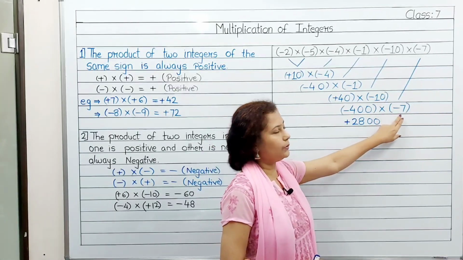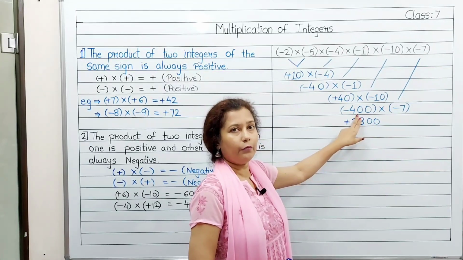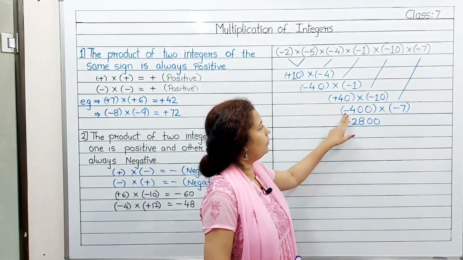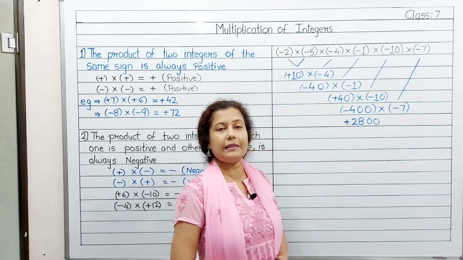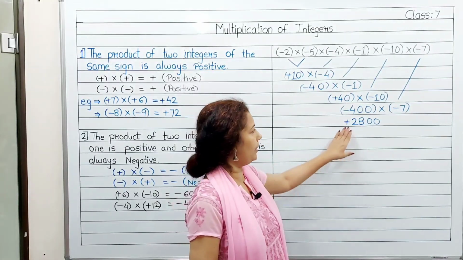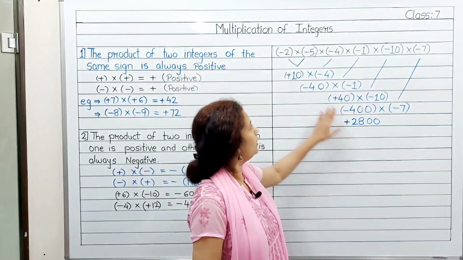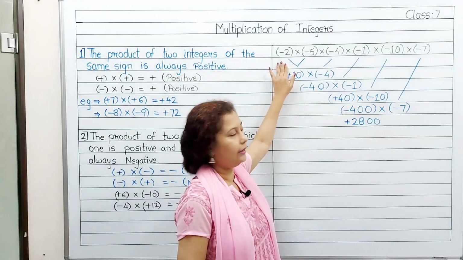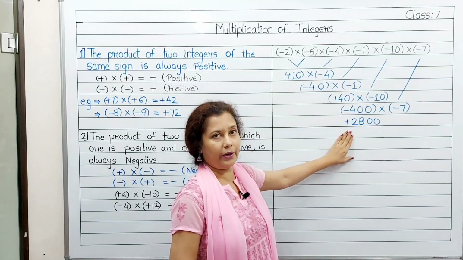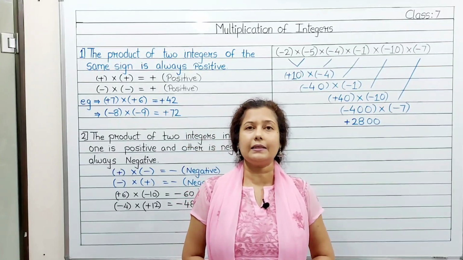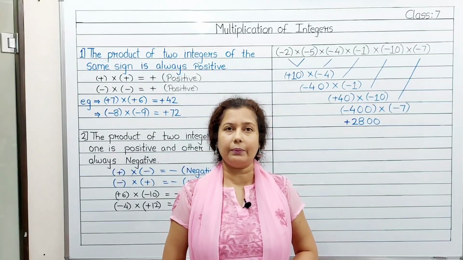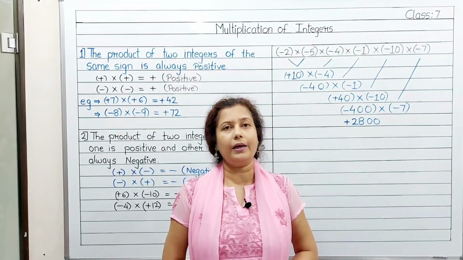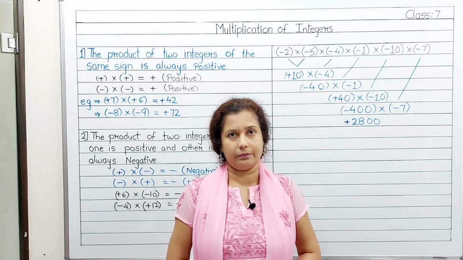Minus 400 into minus 7. 400 into 7 is 2800. Both the integers are having the same negative sign, so the product will be positive. So when we multiply 6 negative integers, we get a positive product. That means again it is clear that when we multiply an even number of negative integers, the product is always positive.